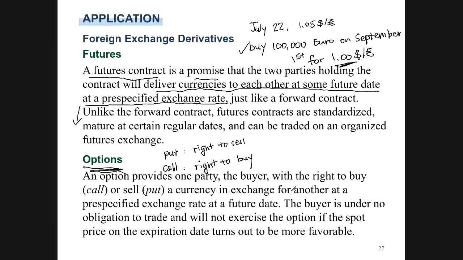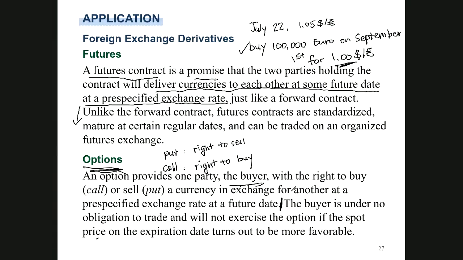Let's take a look at the definition together. An option provides one party, the buyer, with the right to buy or to sell a currency in exchange for another at a pre-specified exchange rate at a future date. The buyer is under no obligation to trade, and will not exercise the option if the spot price on the expiration date turns out to be more favorable. Right? So you have the right to sell, you have the right to buy. It doesn't mean you have to really do so.